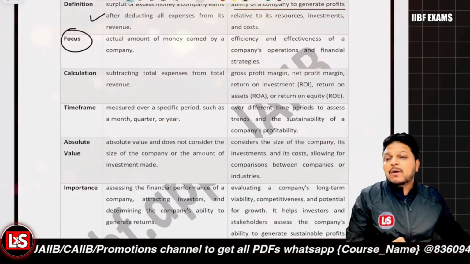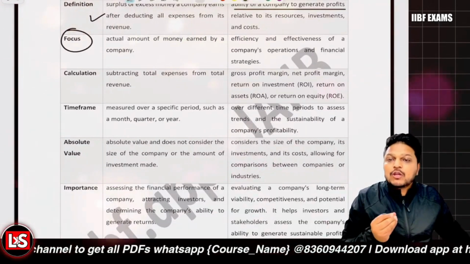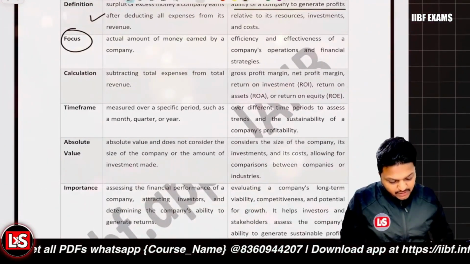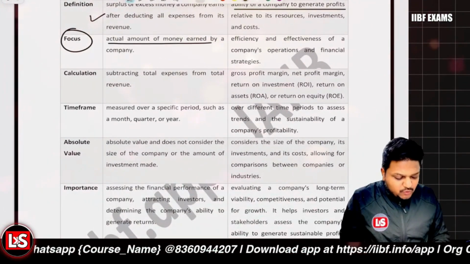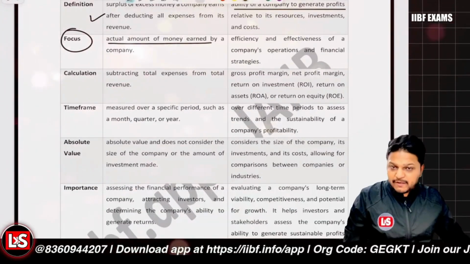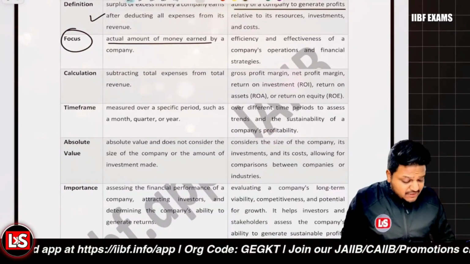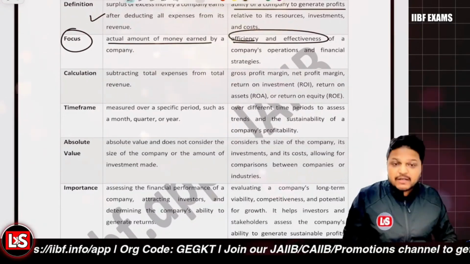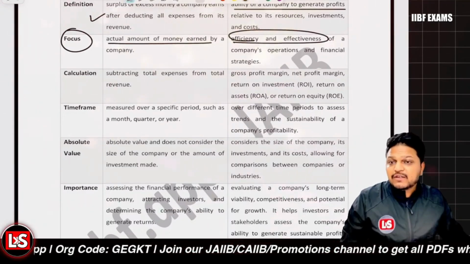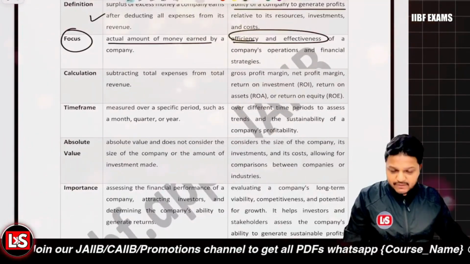So what about the focus? When we are talking about the profit, it focuses on the actual monetary amount. We are focusing on the actual money that we are going to earn. That's the focus related to profit. But when we're talking about the profitability, we are talking about the efficiency and the effectiveness: how efficiently we are working, how effectively we are running the business operations so as to generate the profits.